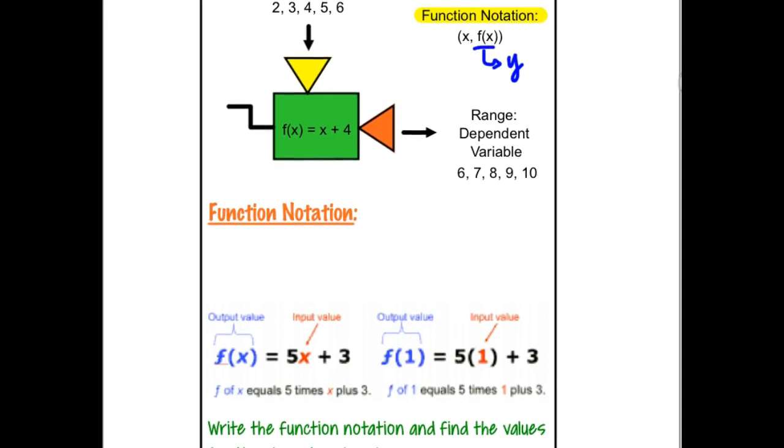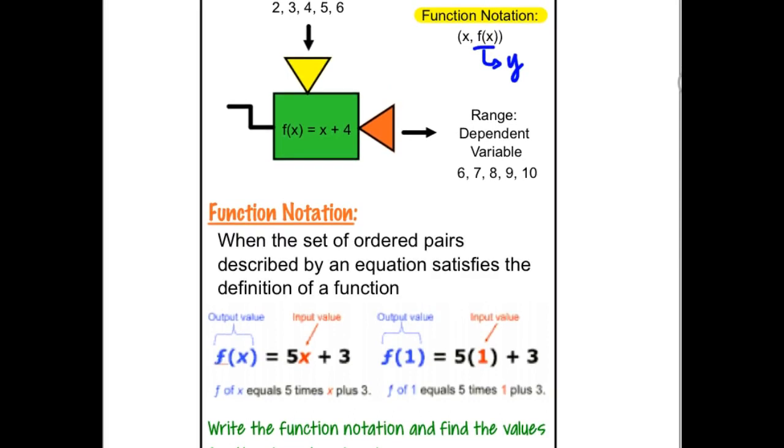So then we talk about function notation, when the set of ordered pairs described by an equation satisfies the definition of a function. So we have f of x equals 5x plus 3, where x is our input value. And we have f of 1 equals 5 times 1 plus 3, where 1 is our input value. So f of x equals 5 times x plus 3, and f of 1 equals 5 times 1 plus 3. So remember, like we just talked about, it's not f times x, it's f of x.